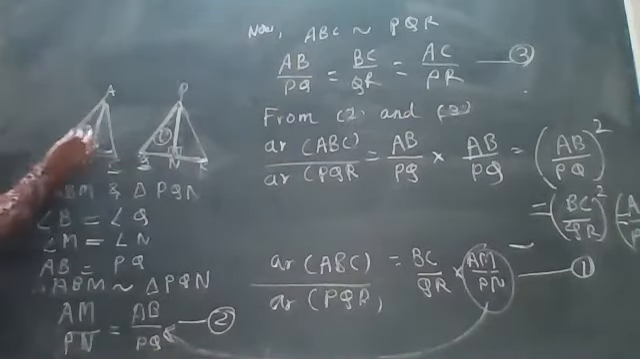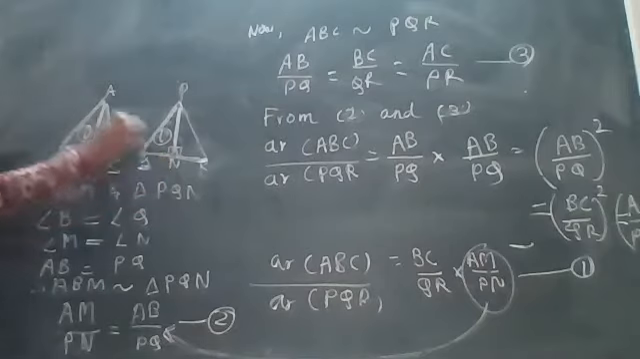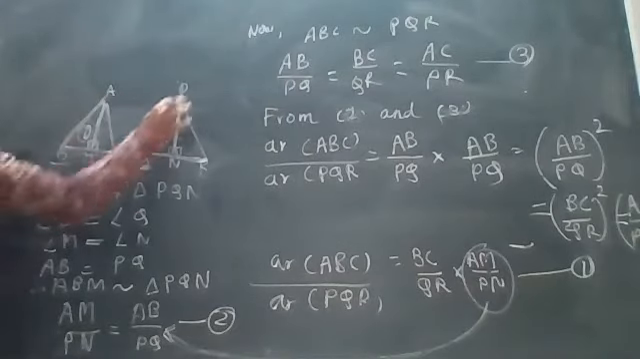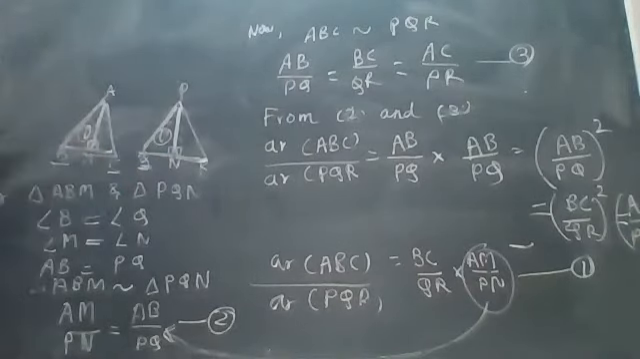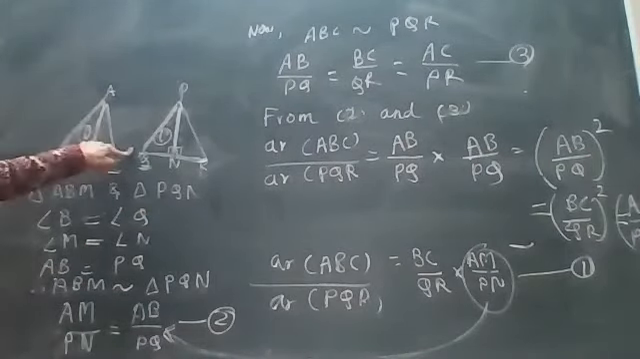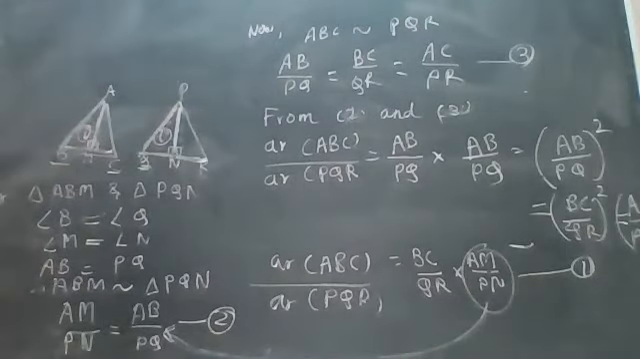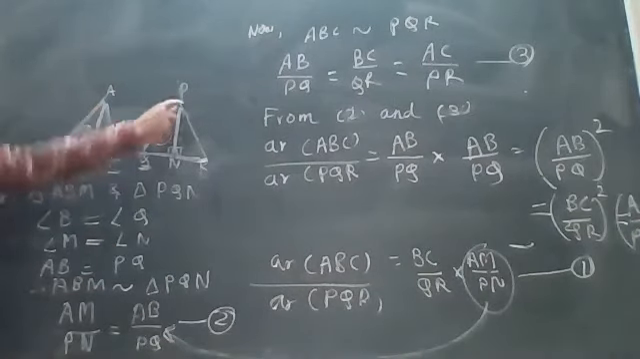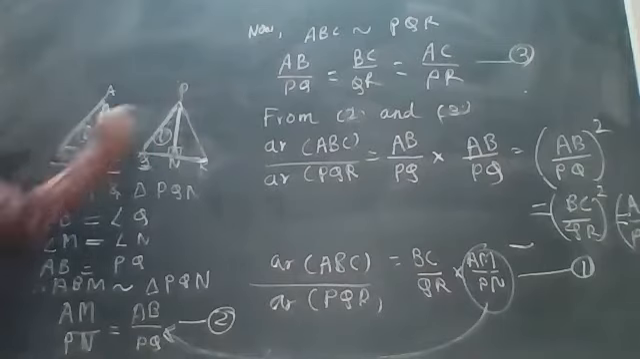Afterwards, we have taken the half of the triangle. Here first ABM and here PQN. So here we know that angle B is equal to angle Q and here M, that is right angle, is equal to N. And we know that AB is equal to PQ. Okay, so we can write that ABM is similar to PQN. So we can write AM upon PN is equal to AB upon PQ.